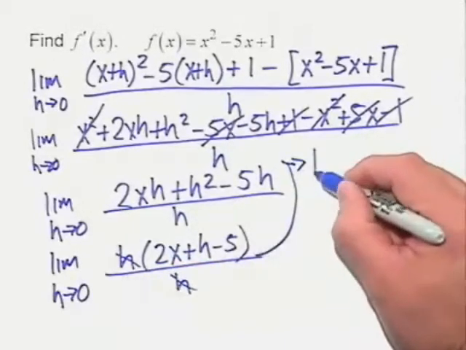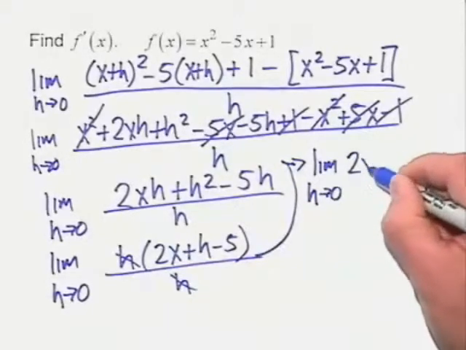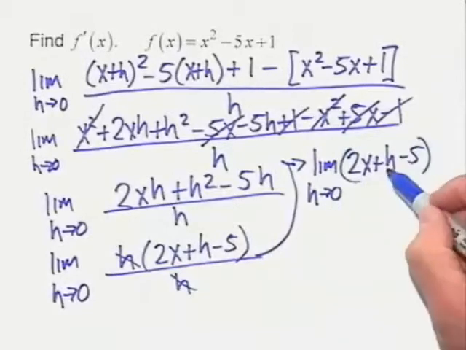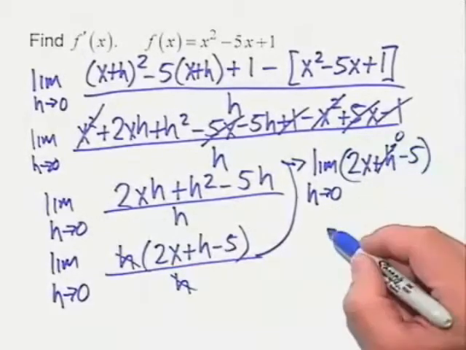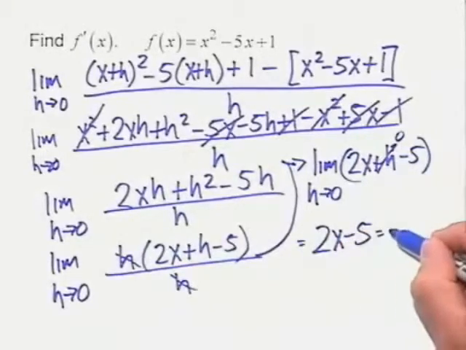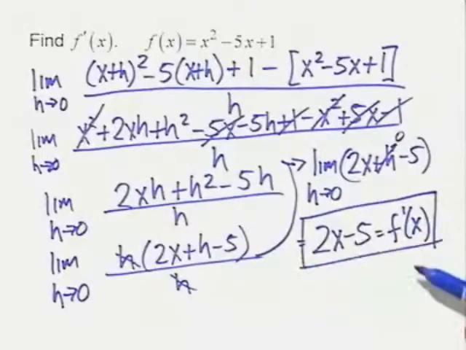So moving over here, we can take the limit now as h approaches 0 of 2x plus h minus 5. And notice when we do this, h here goes to 0, leaving us with simply 2x minus 5. So we can say that the derivative f prime of x for this function is 2x minus 5.